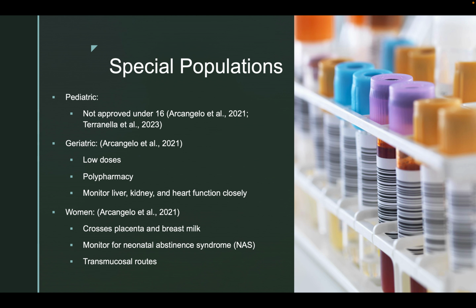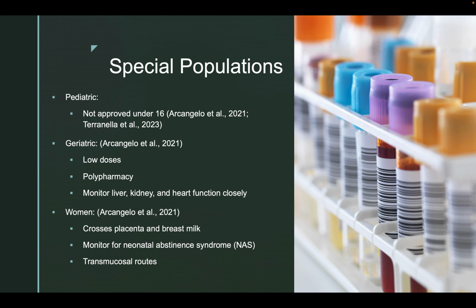Next, I wanted to talk about special populations. So buprenorphine is not approved for the pediatric population under 16. But given the high rates of OUD in the adolescent population, the use of this medication should be considered and more readily available for adolescents with severe OUD. In the geriatric population, it's recommended to begin at low doses and titrate up as needed. This population is often on multiple medications or polypharmacy, so the risk of drug-to-drug interactions increases, and therefore monitoring their liver, kidney, and heart function closely is important.